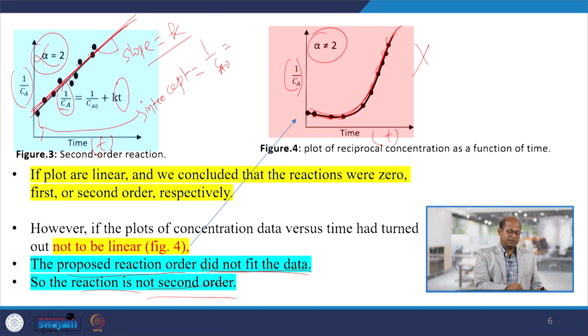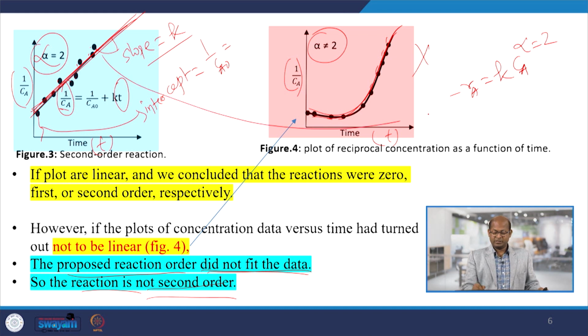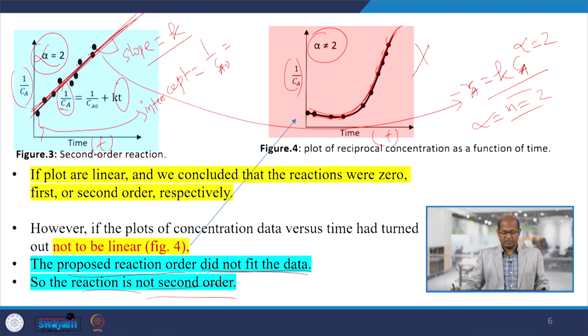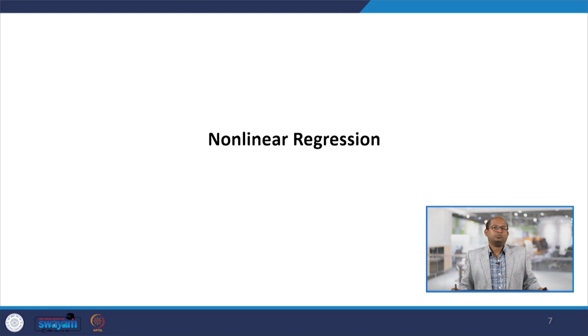But if it is fitted this way, then we can accept, and we can say that the reaction order we have considered, alpha equals 2, fitted well, and we are getting that, then we can say it is a second order reaction, or alpha equals 2, or n equals 2, second order reaction. So, now nonlinear regression means this is the differential method, and the integral method of analysis that we have discussed.